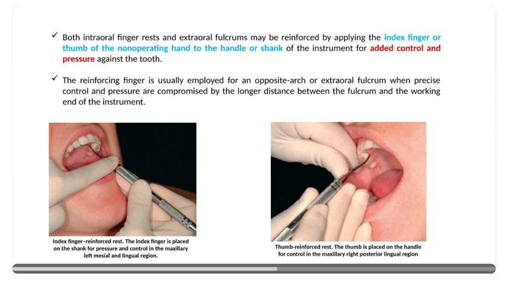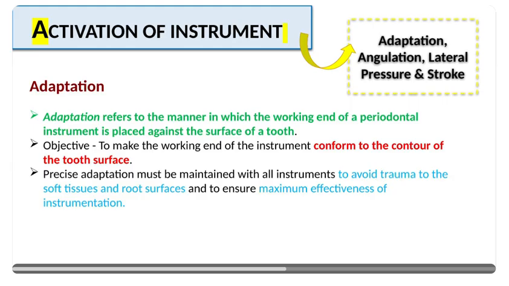The index finger is placed on the shank for the maxillary left mesial and lingual regions, while the thumb is used on the handle for the maxillary right posterior lingual region. This technique is crucial when the fulcrum is distant from the working end, ensuring precision. Adaptation involves positioning the working end of a periodontal instrument against the tooth surface.